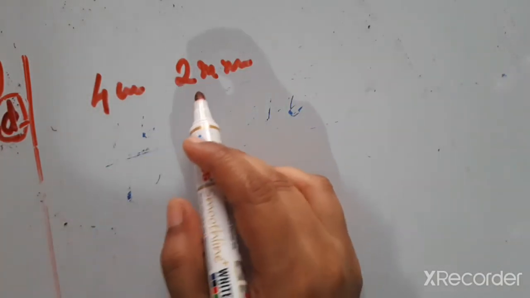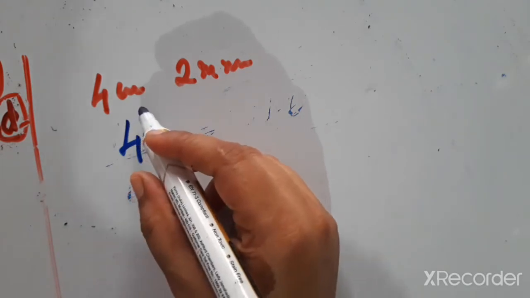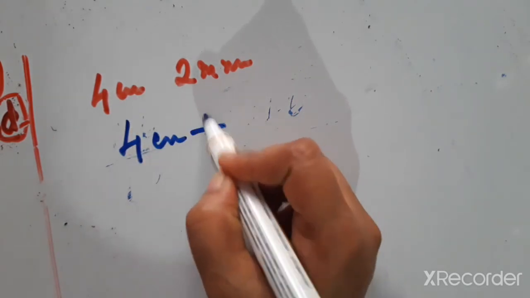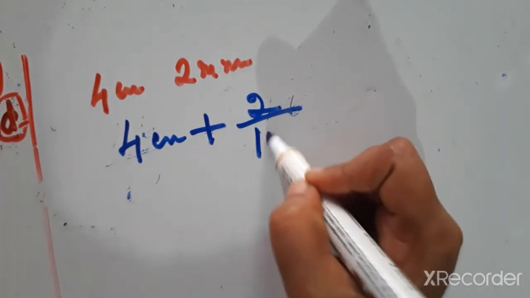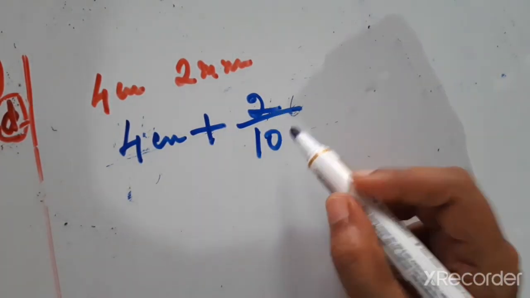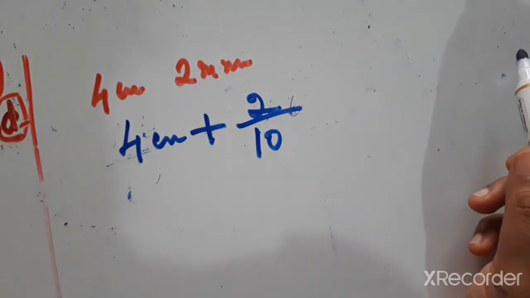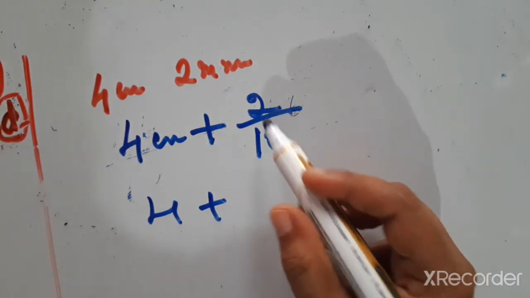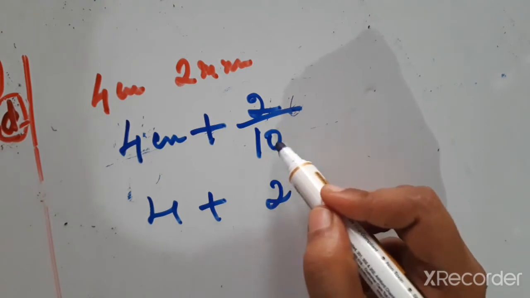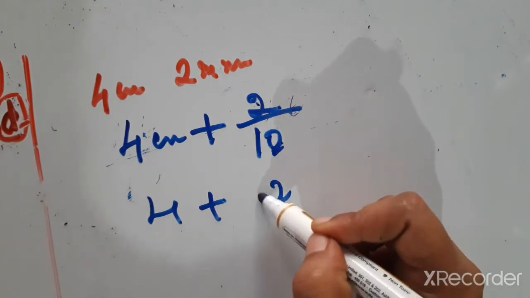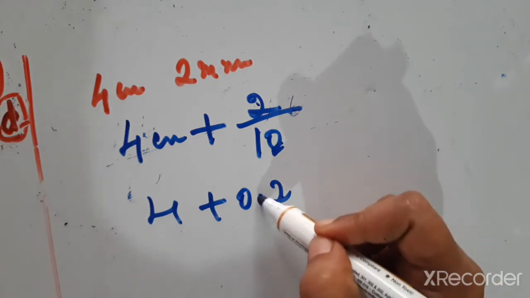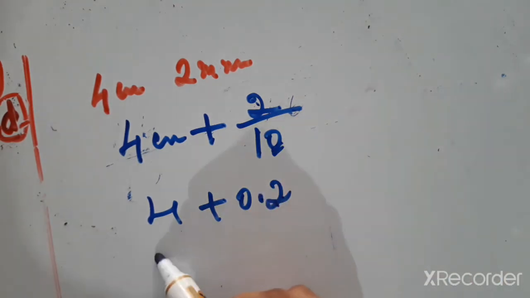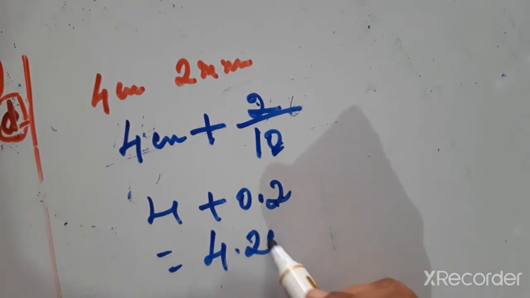Next is D, 4 centimeter and 2 millimeter. Look here, children: the first is given in centimeter and the second is 2 millimeter. So 4 is already in centimeter, and we convert 2 millimeter into centimeter. That is 2 by 10, because 1 centimeter equals 10 millimeter. 2 as the numerator, divided by 10, means 0.2. After the decimal point there should be one number. 4 plus 0.2 means 4.2 centimeter.